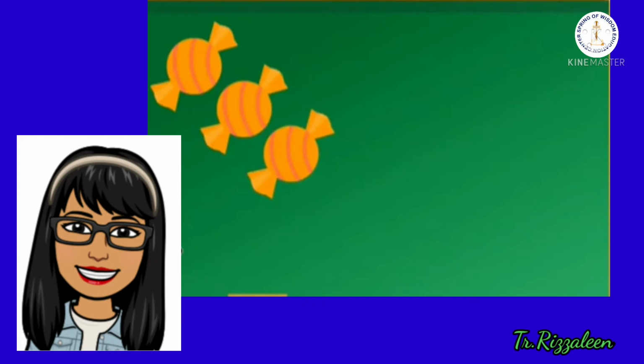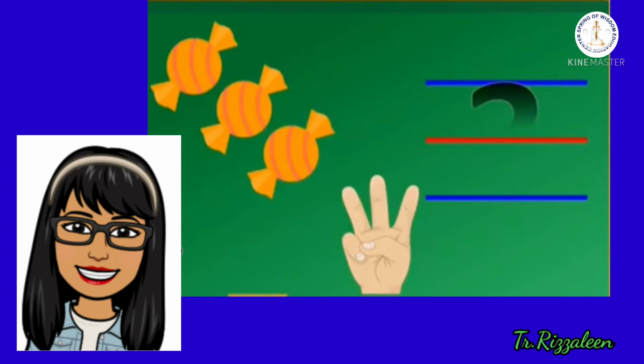How many candies do you see? Let us count. 1, 2, 3. Correct! There are 3 candies. 3.